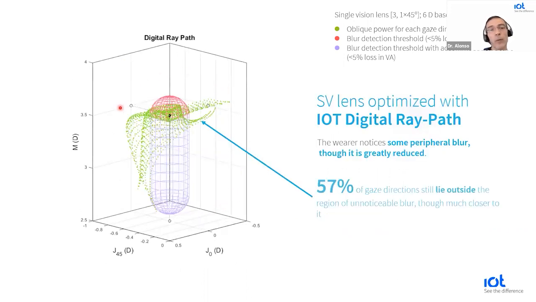This is the cloud of points for the lens optimized with digital ray path, our previous technology. The number of points for which the blur is noticeable has been reduced. Now it is 57%, which could seem a lot yet, but the point is that the cloud is much more compact. Although there are many points still with noticeable blur, the amount of blur is much smaller than with a classical lens.